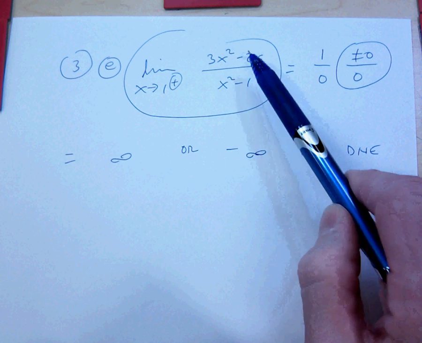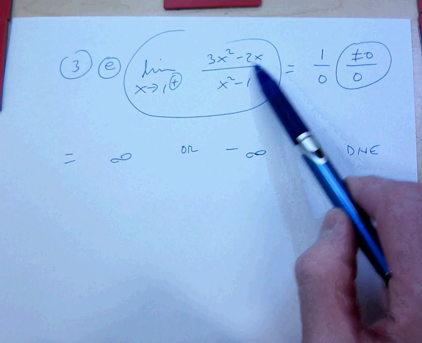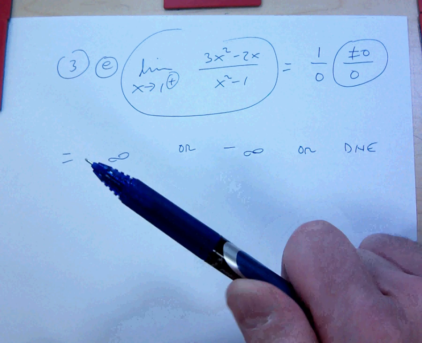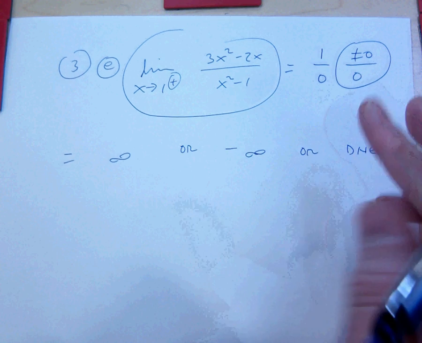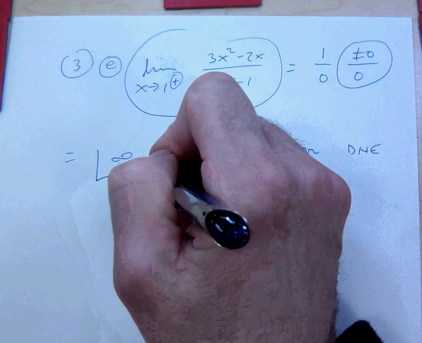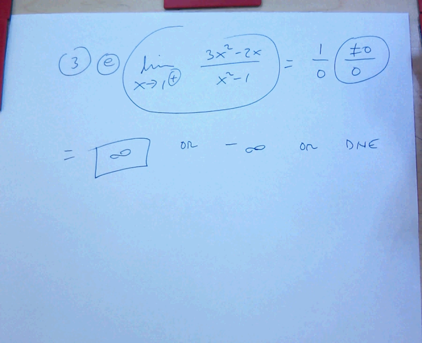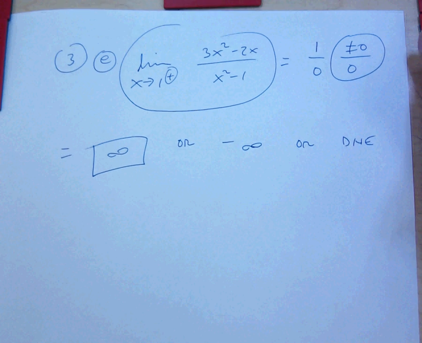It'll be what? When you stick in 1.01 there, 1.01 there, 1.01 there, is this whole thing positive or negative? Positive. So guess what the answer is? Positive infinity. It's that simple. Got it?